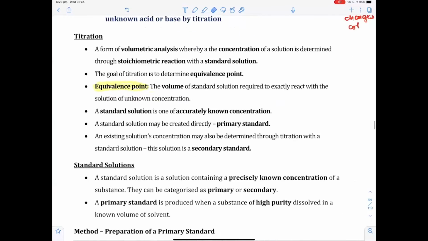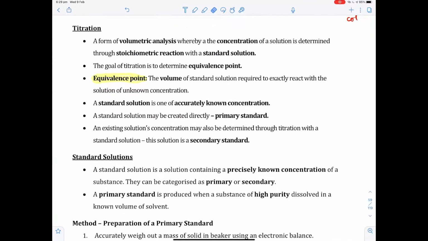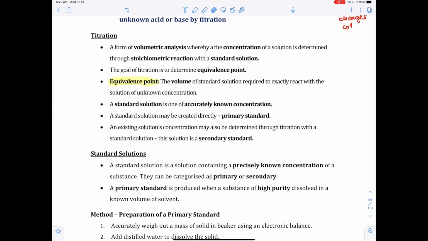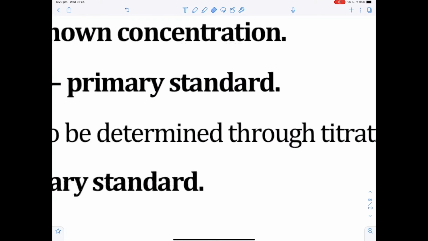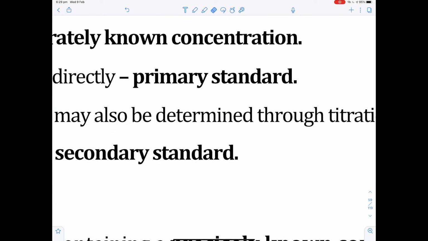Okay, good. So key things here, I want you to know what the standard solution means. I want you to know what equivalence point means. I want you to know what endpoint means. Okay, and the definition of titration. If you do all those 4 things, I'm happy for us to move on. Okay. Now, you'll see these 2 words being used a lot. Primary standard and secondary standard.